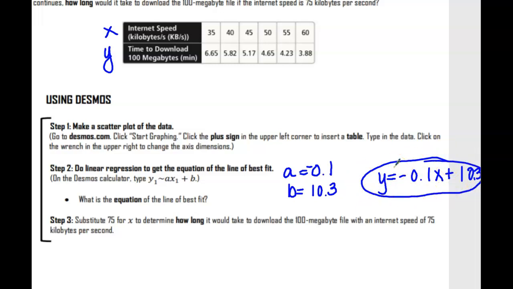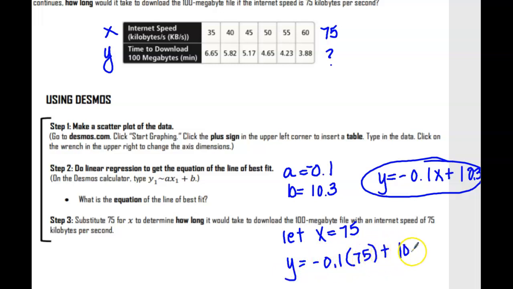And then the second part of this question says, what would it take if we had an internet speed of 75 kilobytes per second? So what it's asking is, if we had an input of 75, how long would it take to download? So we just use that equation, and now we just let our x be equal to 75, and we plug it in. Our y is going to be equal to negative 0.1 times 75 plus 10.3. And we follow our order of operations, and we end up with y is equal to 2.8 minutes.